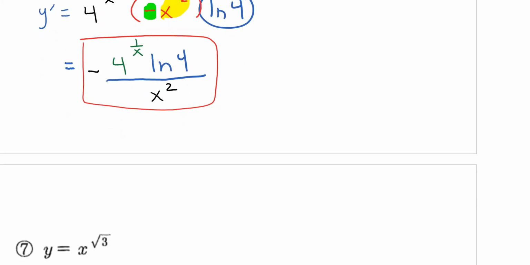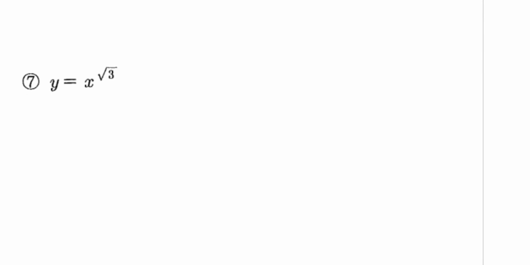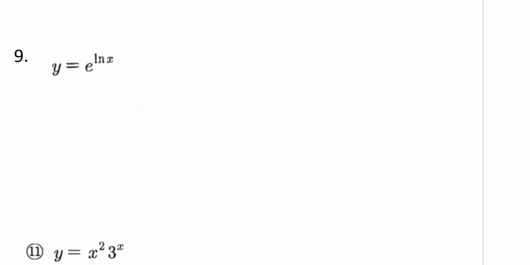Okay, let's move on to question number 7 here. For question number 7, I have y equals x to the power of root 3. Now for this particular problem, the root 3 is just a number, right? So anytime you have a number, you can just apply the power rule. I don't need to do anything fancy here. So the root 3 would come in front. The base x would remain the same, and then the power, you would just decrease the power by 1. So since the power is just a number, you can just apply the power rule. Okay, that's it for question number 7. Let's move on to the next one, question number 9.